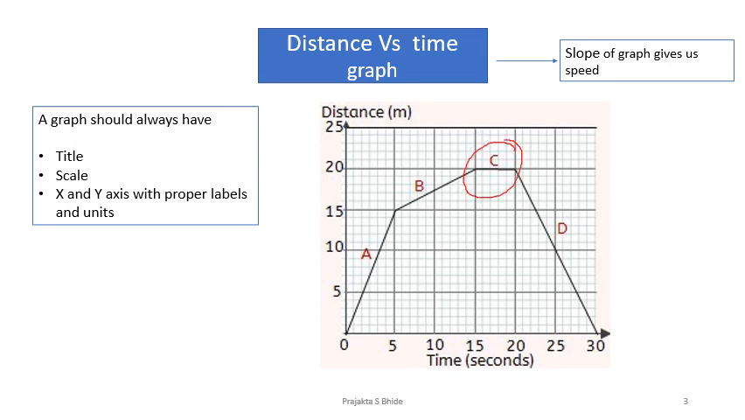Oh, the time was going on, but was the distance moving? No, which means the object was stationary. The object stopped. And now at D, the time is going on. Although we are coming down, the time is going on and on. But is the speed increasing or decreasing?